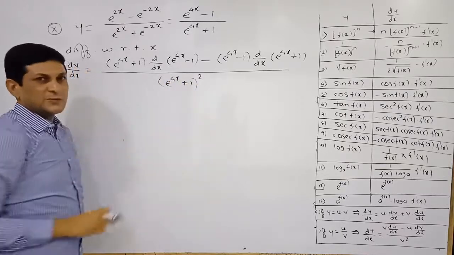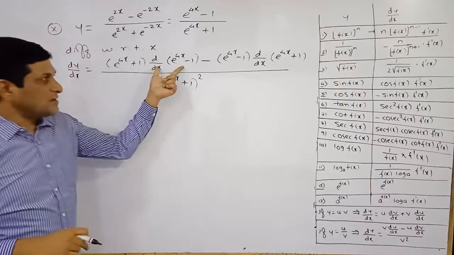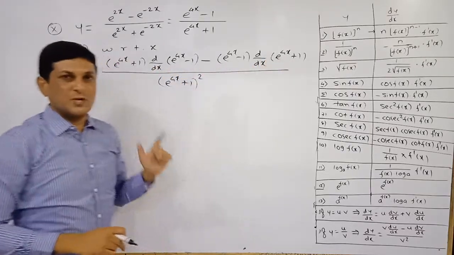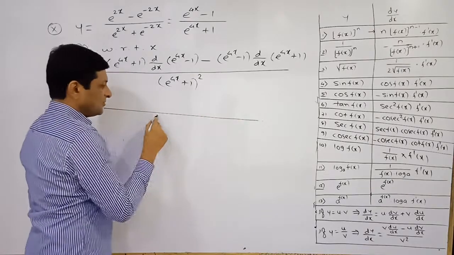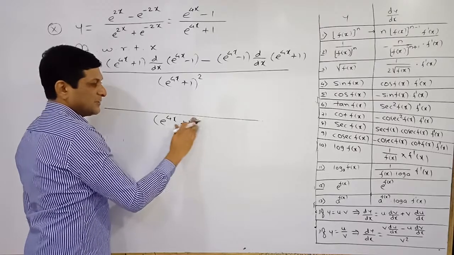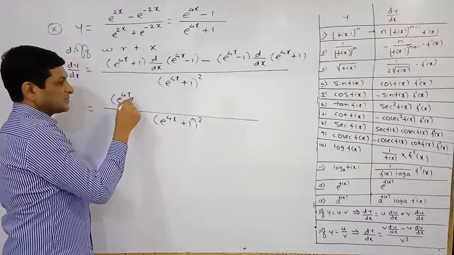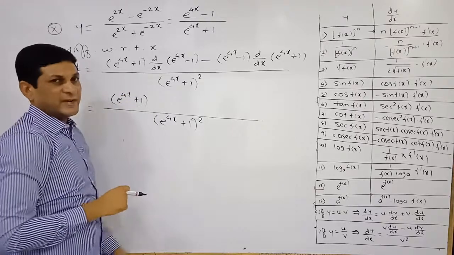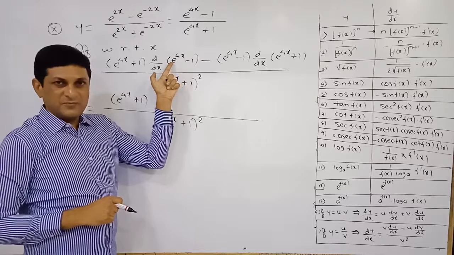Now we have simply substituted the values in the quotient rule. Now let us try to find out the differentiation of these two terms. Keep the remaining terms as they are. So here in the denominator, e raised to power 4x plus 1 whole bracket square, keep it as it is. Keep here e raised to power 4x plus 1 also as it is. Now we are finding its differentiation. Here two terms are there. First find out the derivative of the first term.